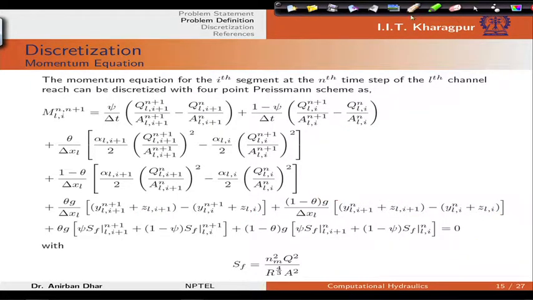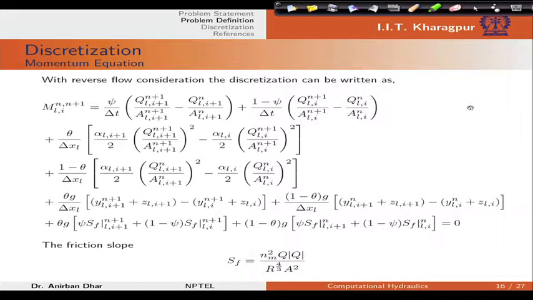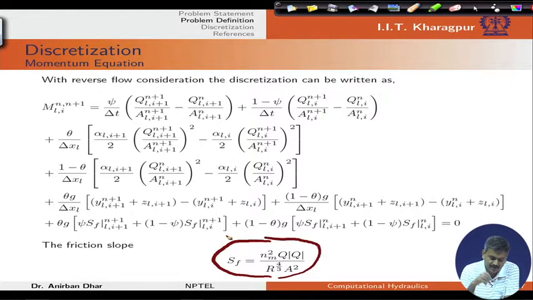Now S_F can be calculated from n_m square Q square by R to the power 4 by 3 A square. If we consider the sign of discharge, then we can modify this one, and the modification will be there only in the case of S_F. This is n_m square Q mod Q by R to the power 4/3 A square.